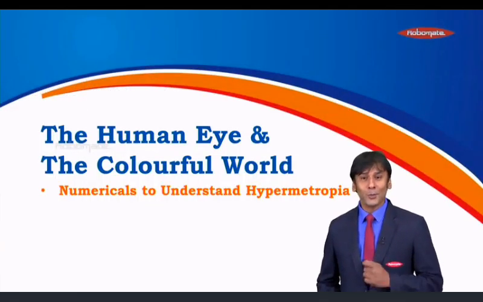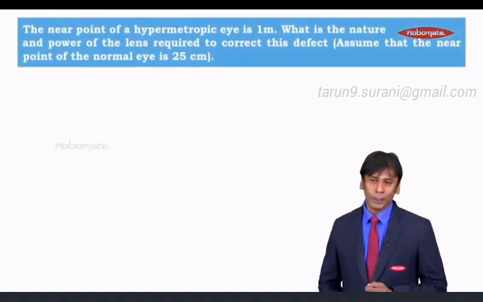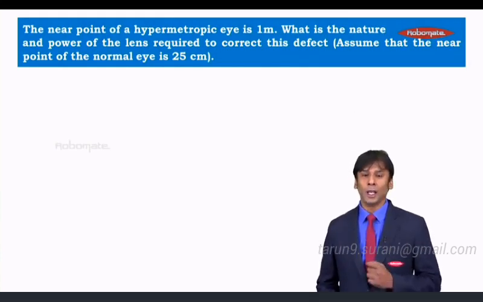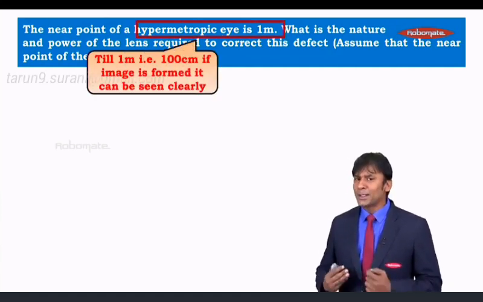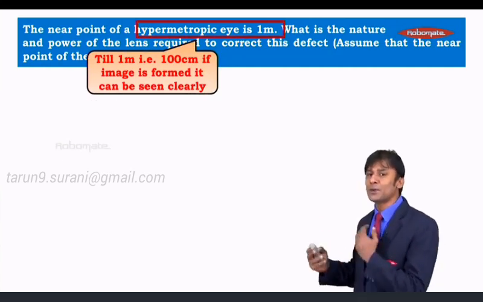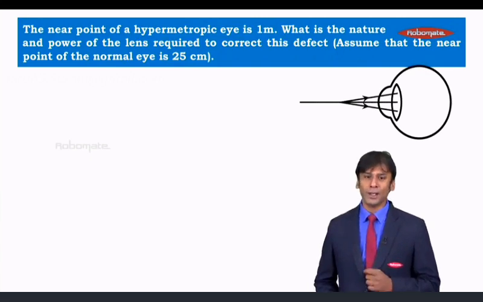Hypermetropia, let us see the numericals which will help us understand hypermetropia in a better way. Looking at the first question, the question says the near point of a hypermetropic eye is 1 meter. Now students, what do we understand from this? It says that if the image is formed at 1 meter, this person is able to see clearly. So exactly what data is given to us is nothing but the image distance.